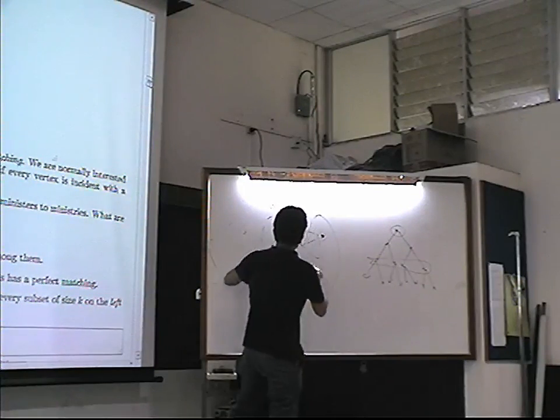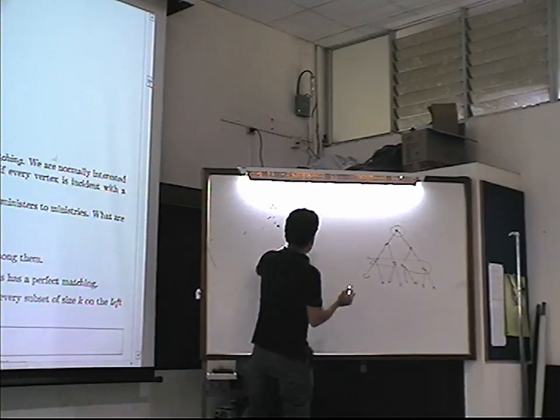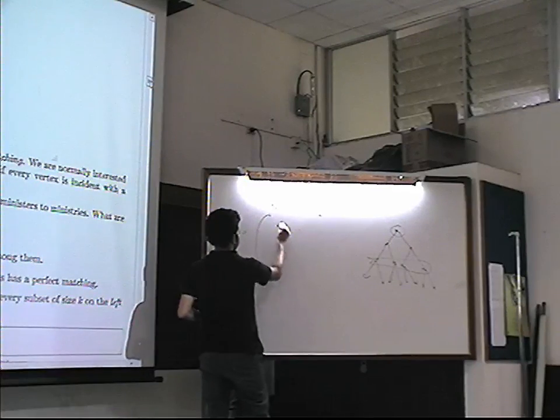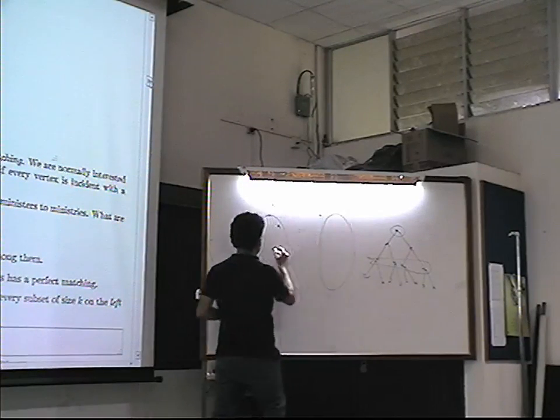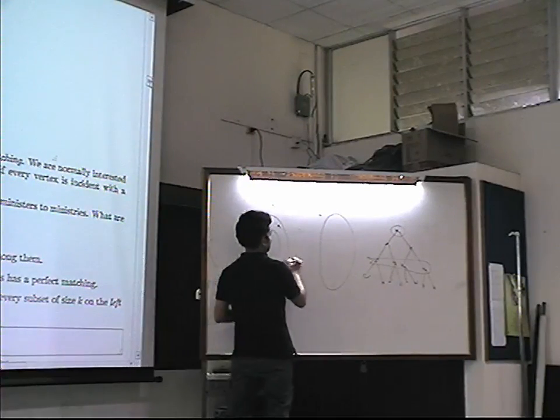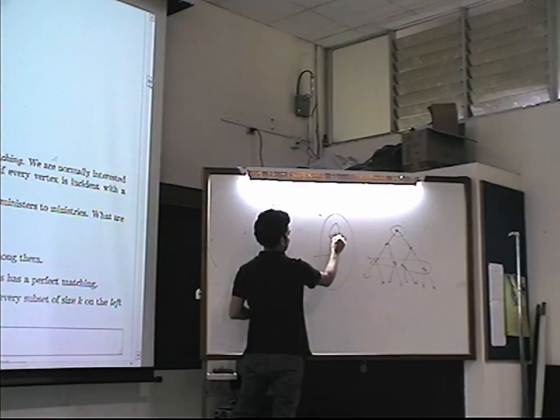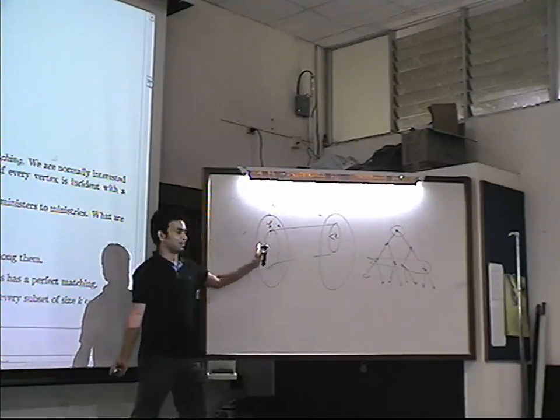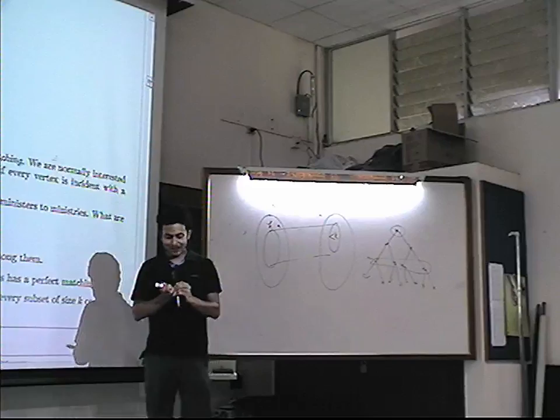More generally, what you can say is, let's say you have some k people here and they together touch fewer than k over here, then you cannot find a perfect matching because somebody has to be left out.